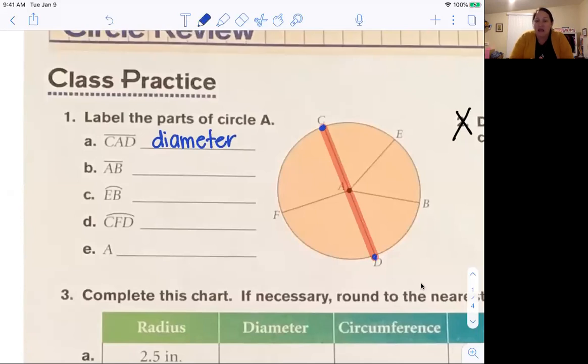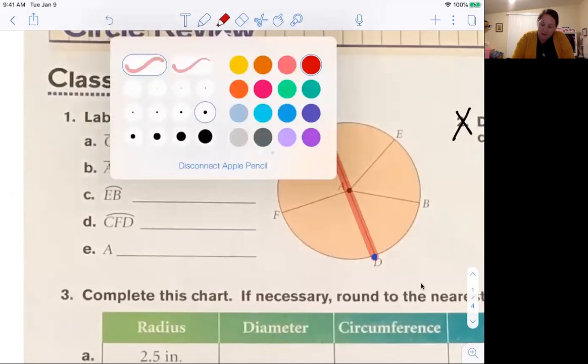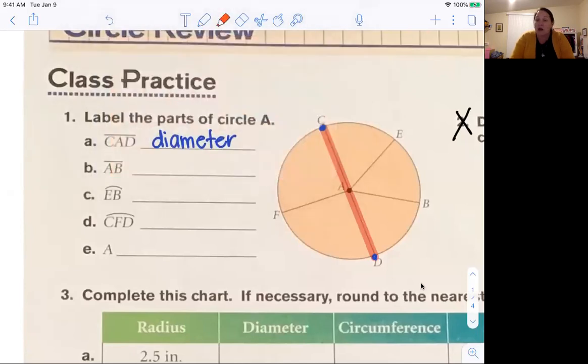Okay, let's look at AB, letter B. And if you want to, do the highlight like I am. Sometimes I feel with math, if we use color it kind of helps our brain to learn it a little bit better. So we have AB right here. And what is that called? When it goes from the center to one point on the circle. If you said radius, excellent job.